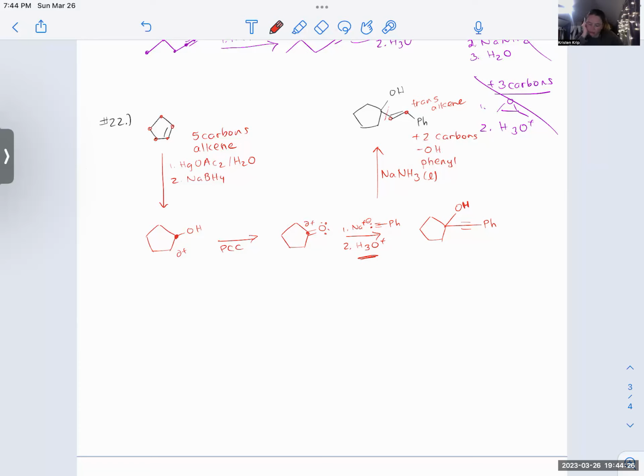Interesting. Okay. Any questions on this one? So why do you use Na, NH3 instead of, could you use Lindlar's catalyst too, or no? So Lindlar's catalyst changes it into the cis alkene. Oh, okay. Yeah, because it's trans. Got it. Okay. Yep. There we go. Thank you. You're welcome.